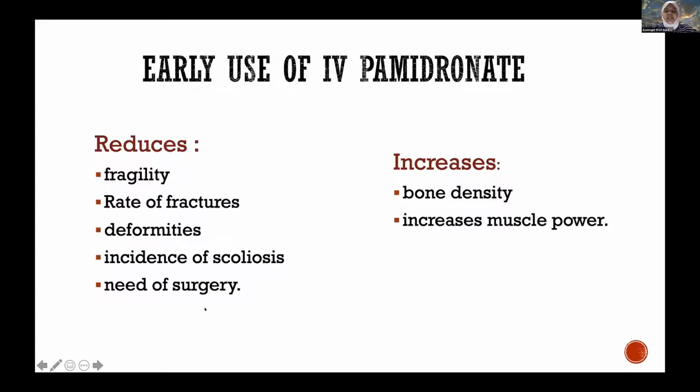And he noticed after a few years of using that it reduces fragility and rates of fracture. It reduces deformity since you have fewer fractures, and it decreases the incidence of scoliosis and need of surgery. If you have no deformity, there is no need of surgery. It increases the bone density and muscle power. So it's not only the density, which improves their function eventually.